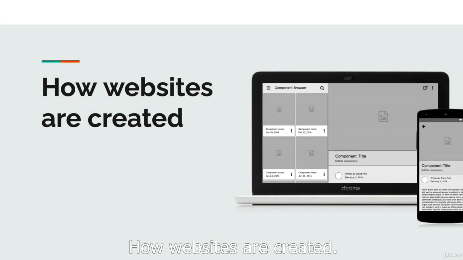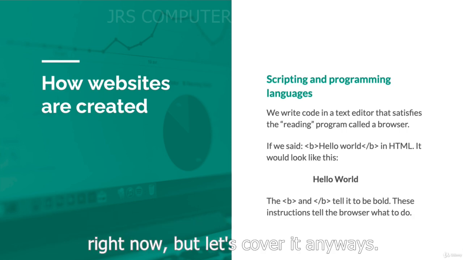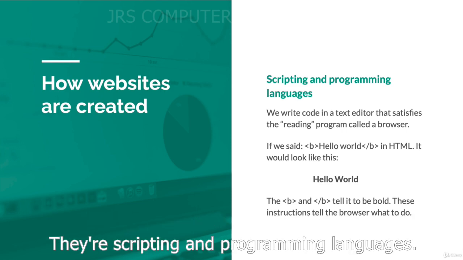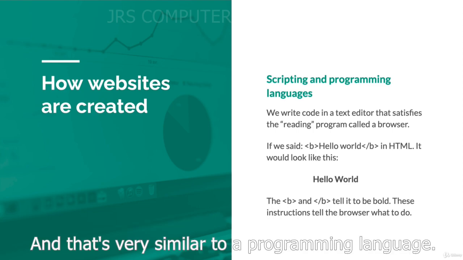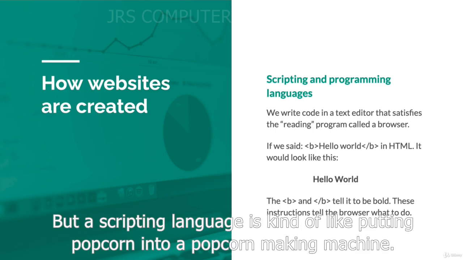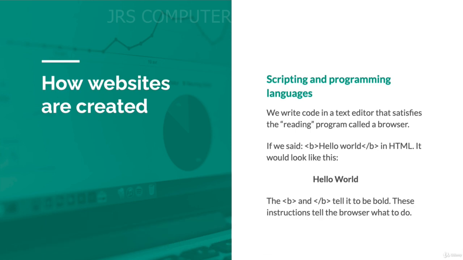How websites are created. Okay, first of all, there's 2 sort of things we need to know. I guess we don't really need to know right now, but let's cover it anyways. There's scripting and programming languages. A scripting language is like throwing instructions into some sort of machine, and it just does what you want it to do. That's very similar to a programming language. But a scripting language is kind of like putting popcorn into a popcorn making machine, and it just pops your popcorn for you, whereas a programming language is like being able to program the popcorn machine.